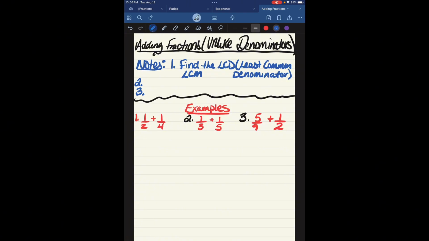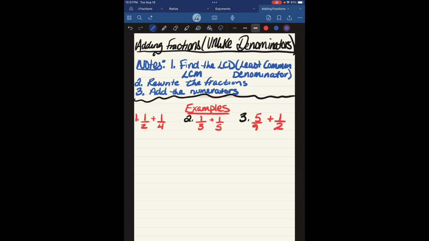Second step, rewrite the fractions. And last but not least, the last step, you add the numerators. All right, so now we're going to get right down to the examples. Okay?